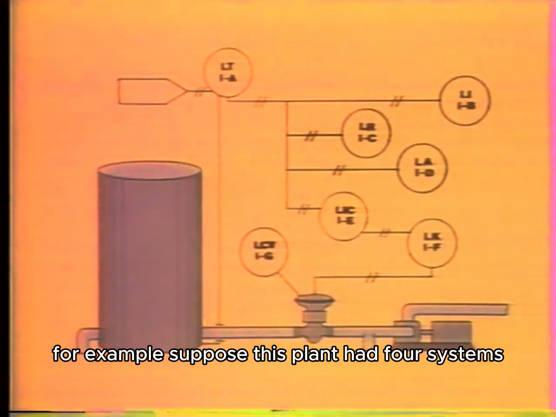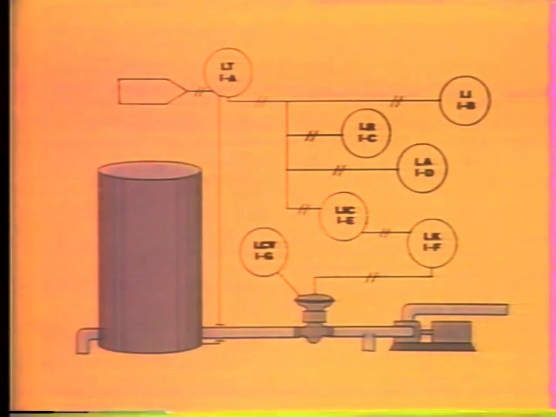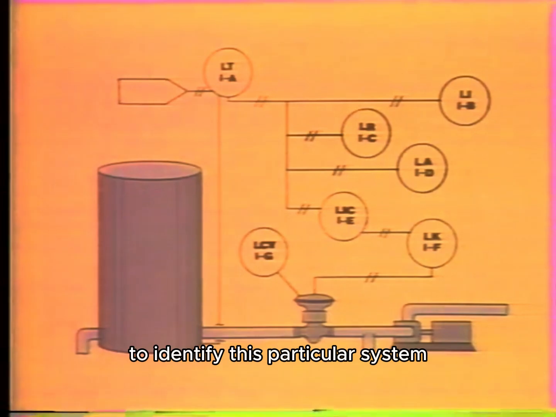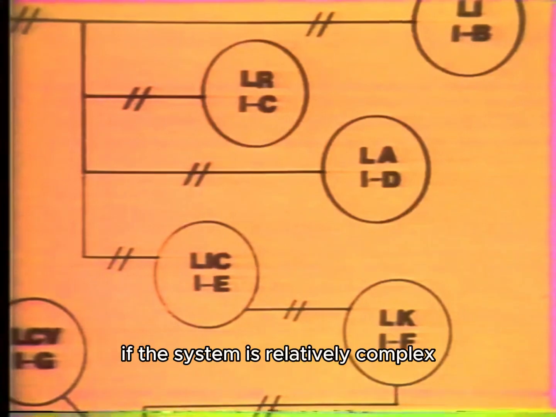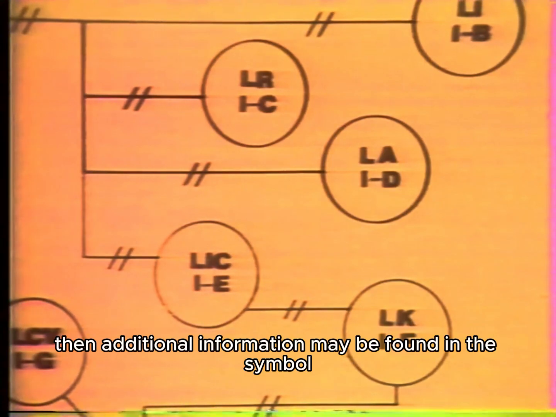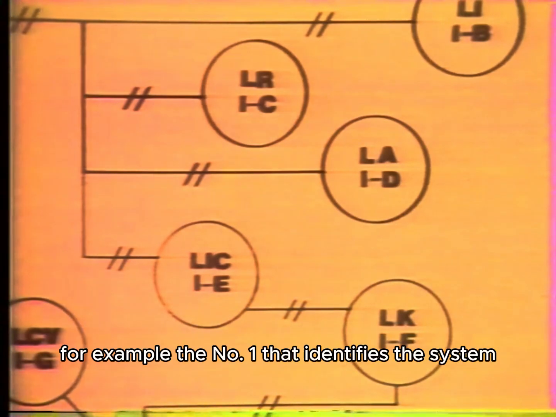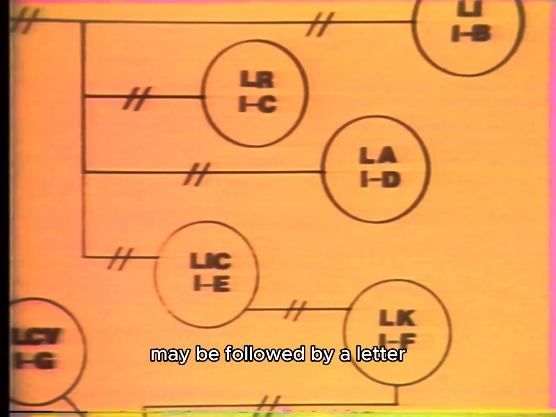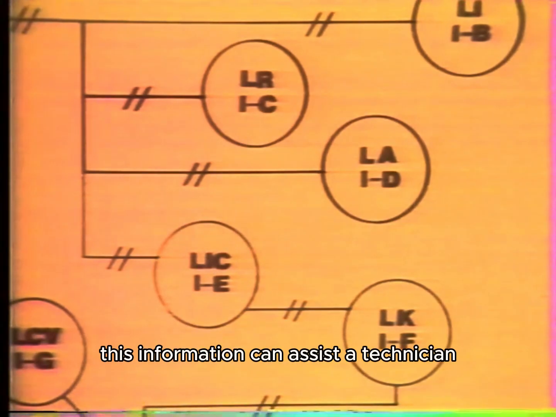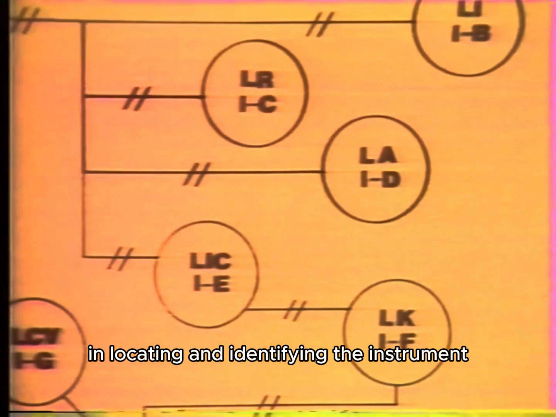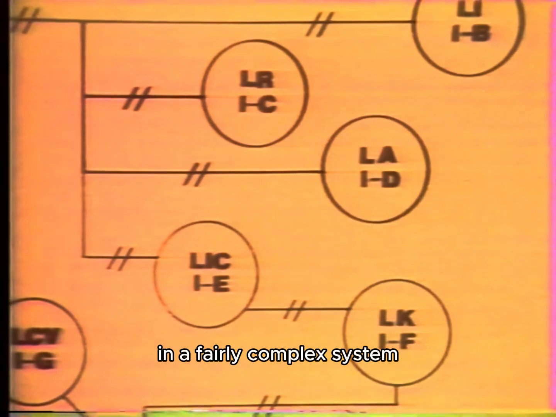For example, suppose this plant had 4 systems, similar to this level control system. To identify this particular system from the other systems, the symbols contain the number 1. If the system is relatively complex, then additional information may be found in the symbol. For example, the number 1 that identifies the system may be followed by a letter or possibly a number that further identifies a particular instrument. This information can assist a technician in locating and identifying the instrument in a fairly complex system.